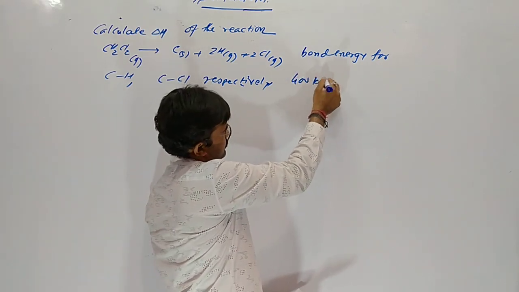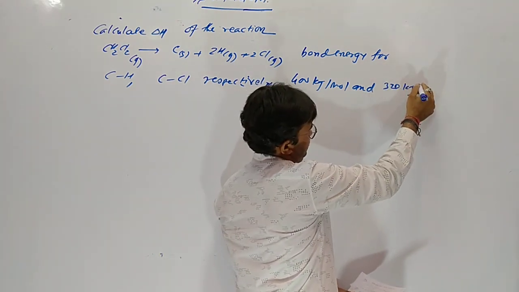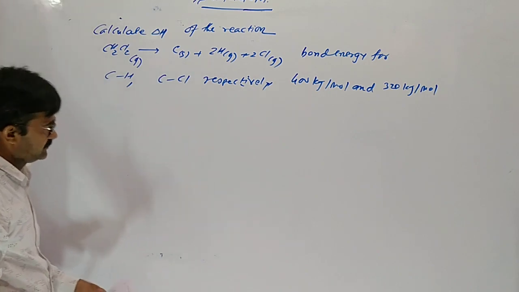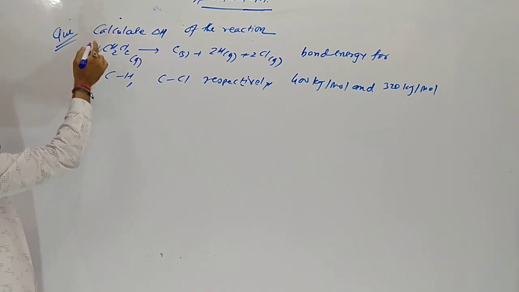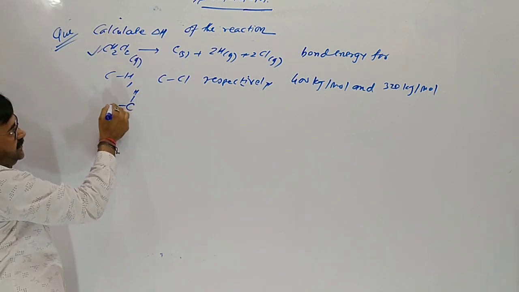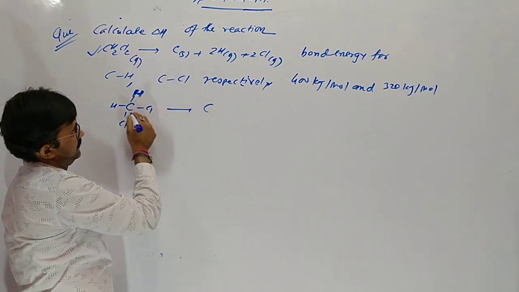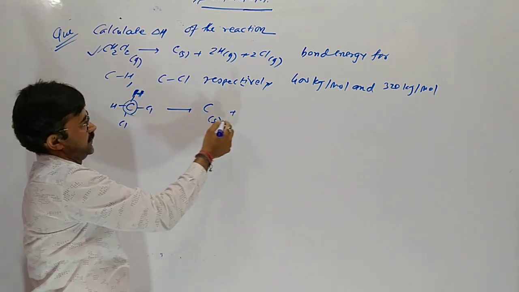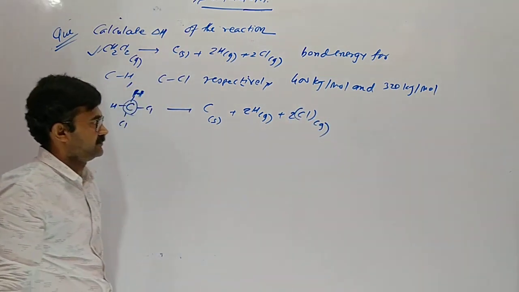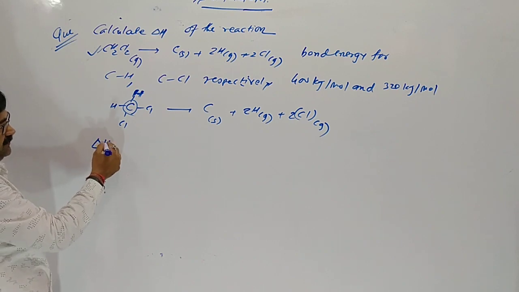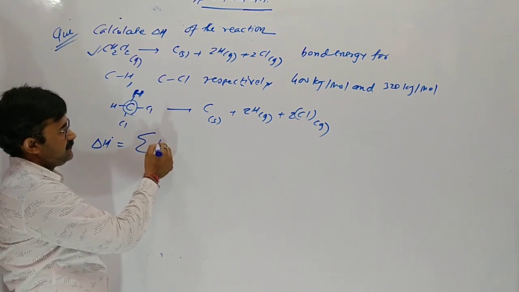400 kilojoule per mole and 320 kilojoule per mole. In this type of question, first we have to draw structure of CH2Cl2, full structure in rough form. So 1 carbon, 2 hydrogen and 2 chlorine atoms occur. So here formula.